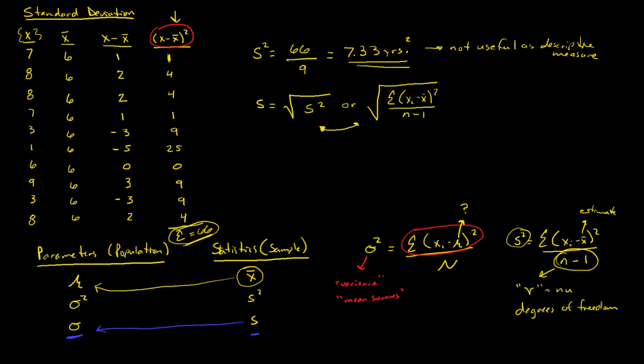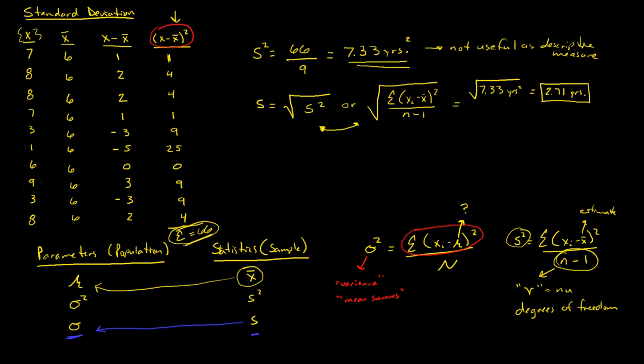Okay, so let's plug and chug our numbers here. So this is 7.33, and then years squared. Take the square root of this, we'll actually get 2.71, and that gets rid of years squared and just brings us to years. So our actual standard deviation here is 2.71 years.